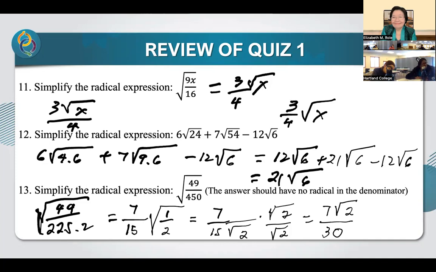Square root of 2 times square root of 2 is 2. But don't cancel the 2 and the 30 again, because the 2 is under the square root sign.